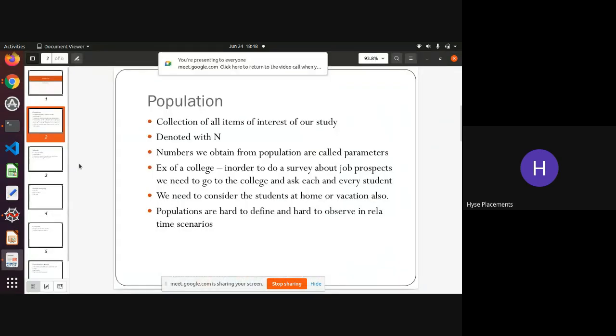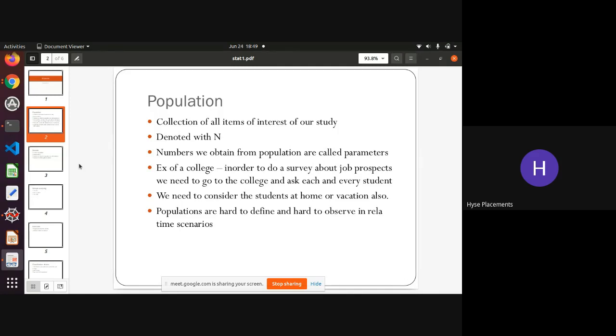fine. So, coming to population. In statistics, we have so many terms. While dealing with Python, you have so many terminologies like data types, classes, functions, methods, parameters, variables, constants. If you take any subject, you'll have the terminology related to it. So we need to understand those terms. Coming to statistics, the first term which you learn is population.